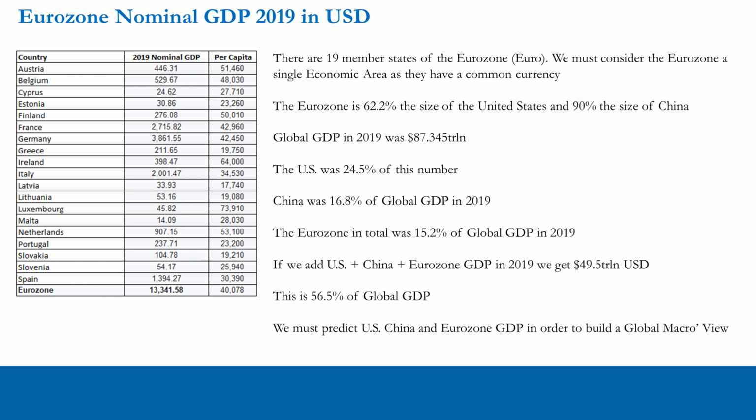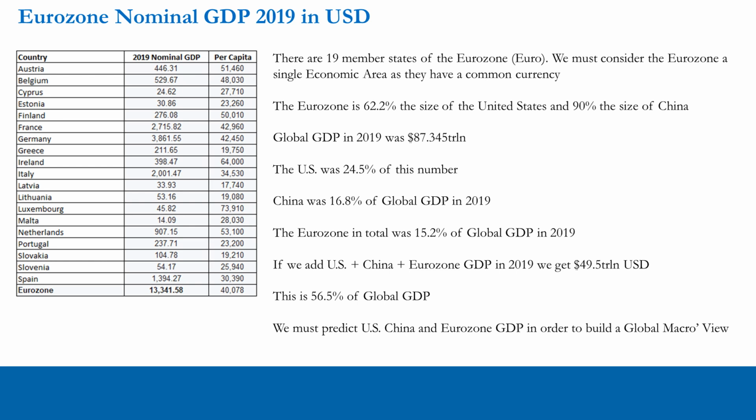There are 19 member states of the Eurozone. Those are the countries that are members of the common currency, the euro. And this is considered a single economic area. Now, when we look at the size of the Eurozone economy, the Eurozone is 62.2% the size of the United States and 90% the size of China.